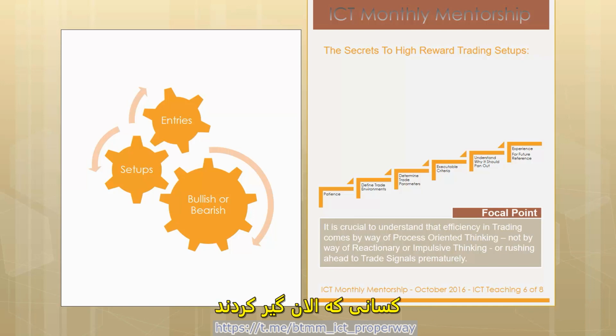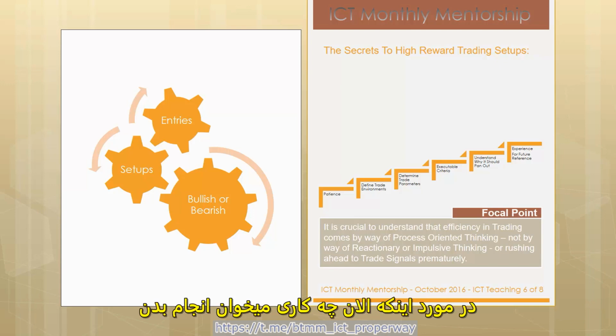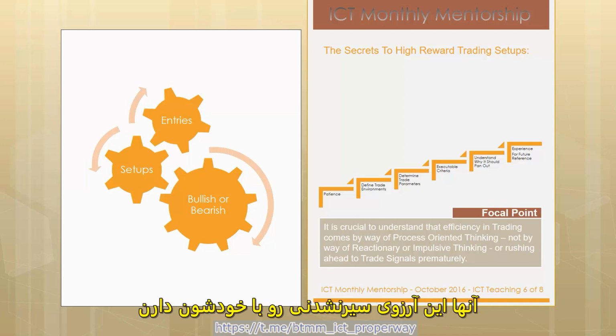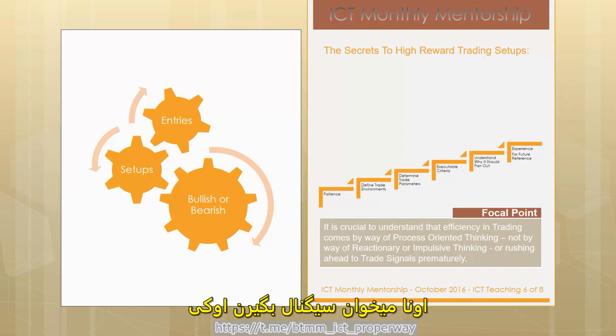The folks that are struggling right now are the folks that are really trying to be reactionary, or they're impulsively thinking about what they want to do right now. And that's the hardest thing for traders to do when they first get involved with learning. They have this insatiable desire. They have to be trading right now. They want to get in. They want to take signals.